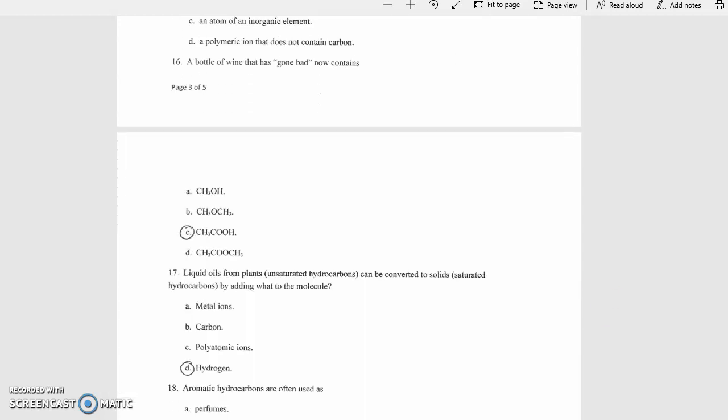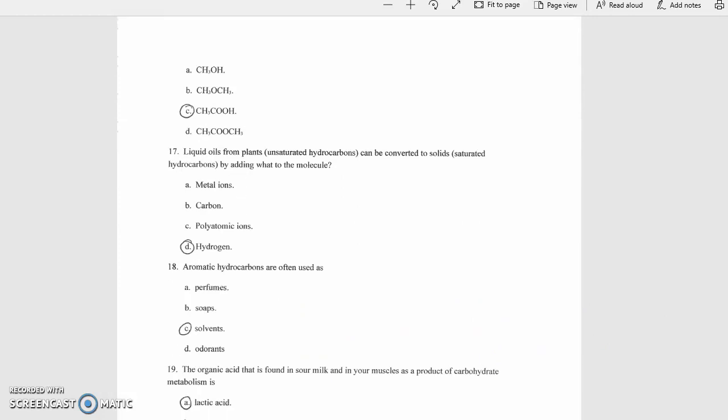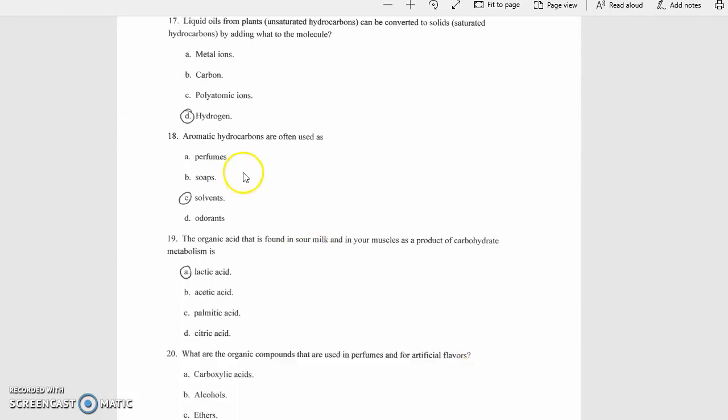16. Bottle of wine that has gone bad now contains acetic acid, C, CH3COOH, acetic acid. Liquid oils from the plants may be converted to solids by adding hydrogen to those double bonds. So the answer to 17 is D. Number 18. Aromatic hydrocarbons are often used as solvents. Organic acid found in sour milk and in your muscles as a product of carbohydrate metabolism is lactic acid.